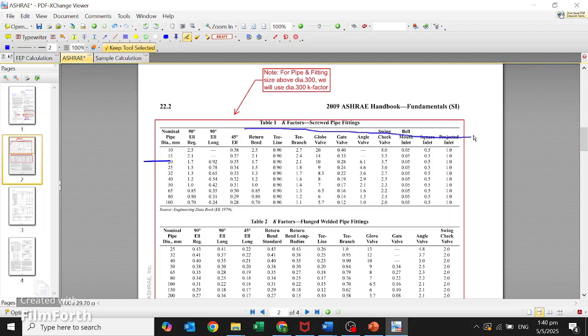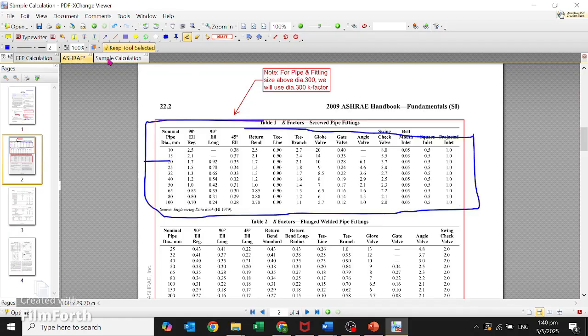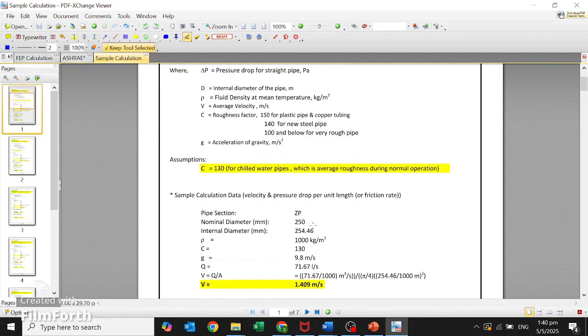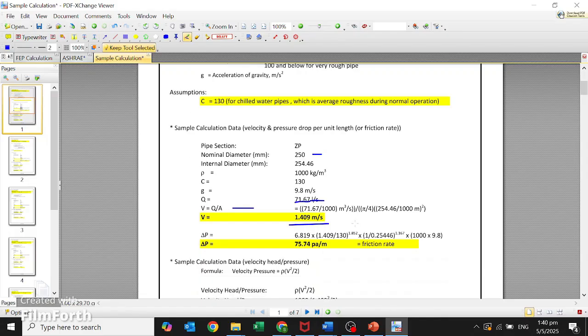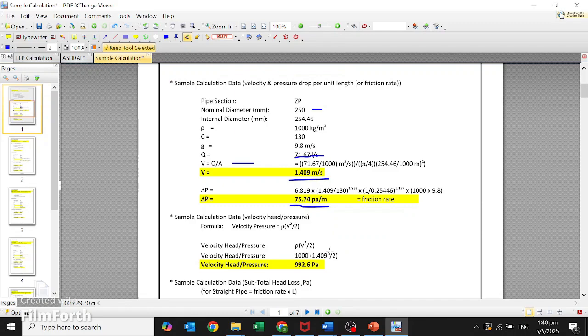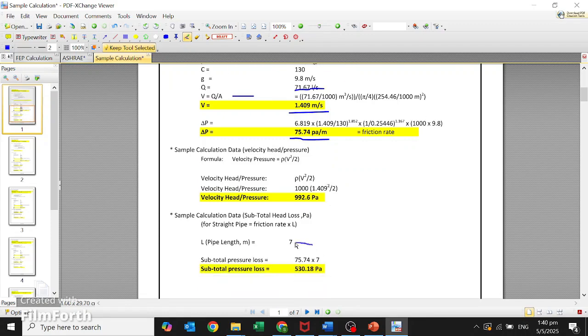Let's start with the first pipe. Given: pipe diameter 250 mm, water flow rate 71.67 liters per second. To calculate the velocity, we use the formula V equals Q over A. This gives us a water velocity of 1.409 meters per second. The pressure drop is calculated as 75.74 pascals per meter. For a pipe length of 7 meters, the total pressure loss is equal to 75.74 times 7, which is 530 pascals.